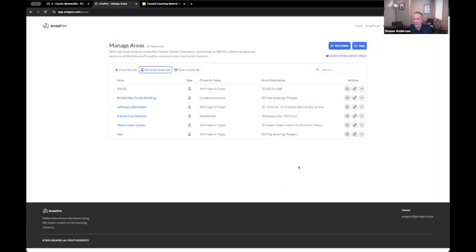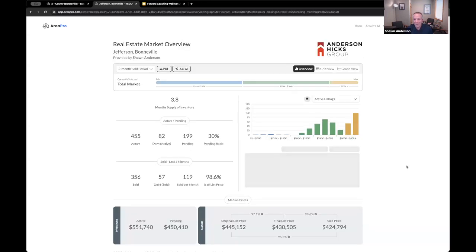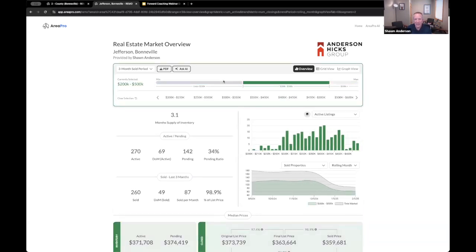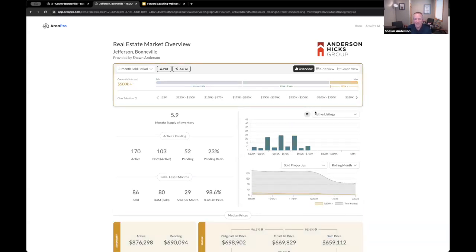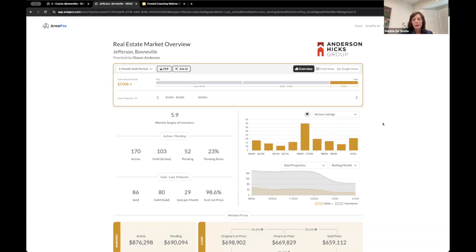If you can run a search in the MLS, you can build an Area Pro area. And now I click that and there we go. I have it. There's nothing else I have to do. Onboarding, we'll help do that. We can get logos uploaded. We can get invites sent out to team members. There's a few setup steps there, but now I'm just clicking around. I'm just exploring to learn what's happening in the market.